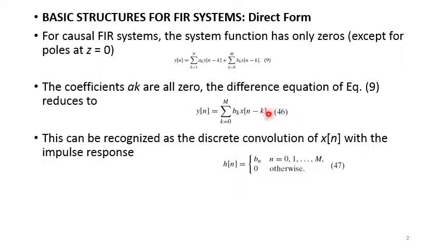So this reduced expression for the causal FIR system, if we carefully observe it, is basically the discrete convolution of x(n) with b_k, where b_k are the coefficients. So we can write this b_k as h(n), the system response, where h(n) equals b_n for n equals 0 up to M and 0 otherwise.